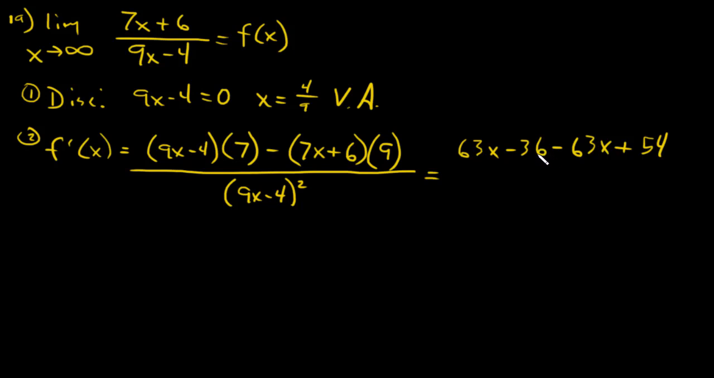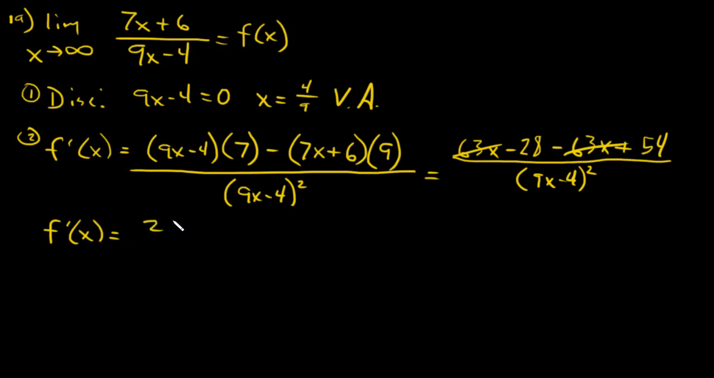Wait, that's not 36. That's 28, isn't it? So I'm looking at the values going, that doesn't match what I have on my paper. 28. There we go. I agree with that one. So, and all that is over 9x minus 4 quantity squared. So 63x minus 63x gone. Negative 28 plus 54. F prime of x is going to equal 26 over 9x minus 4 quantity squared.